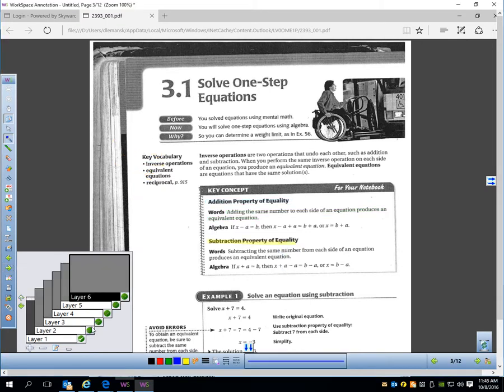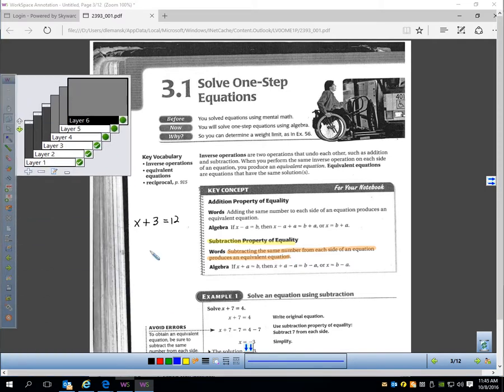There's also a subtraction property of equality. It says the same type of thing. If you subtract the same number from each side of an equation, you will produce an equivalent equation. Here would be an example of that. Something simple, x plus 3 equals 12.